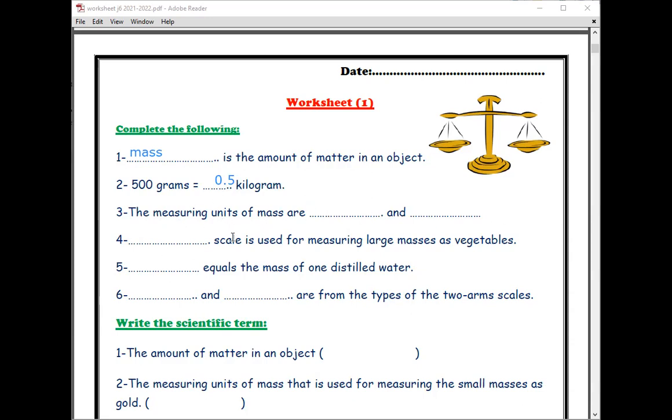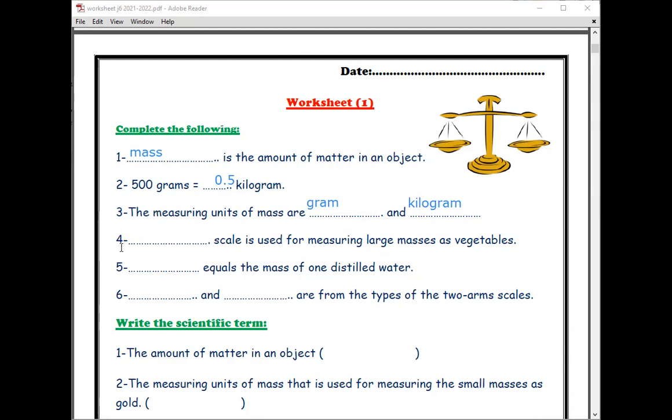Number 3, the measuring units of the mass are what and what? The units that measure the mass are gram and kilogram. So write gram and kilogram.